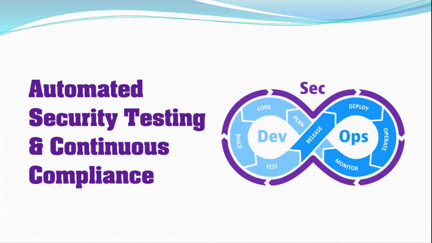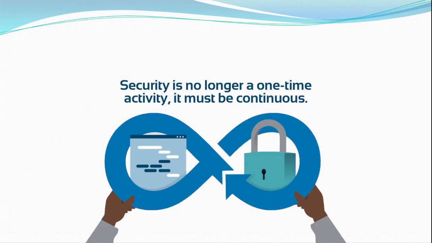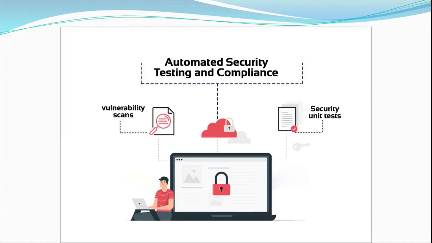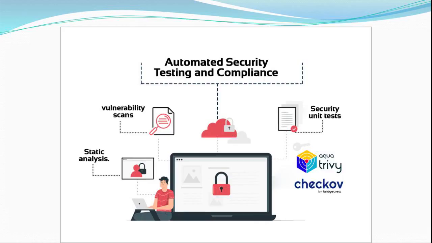As we proceed, we will talk about automated security testing and continuous compliance. Security is no longer a one-time activity, it must be continuous. Here's how automated security testing and compliance fit in. This includes regular vulnerability scans, security unit tests, and static analysis. Also, tools like Aqua Trivy, Checkov, and OWASP ZAP are commonly used.